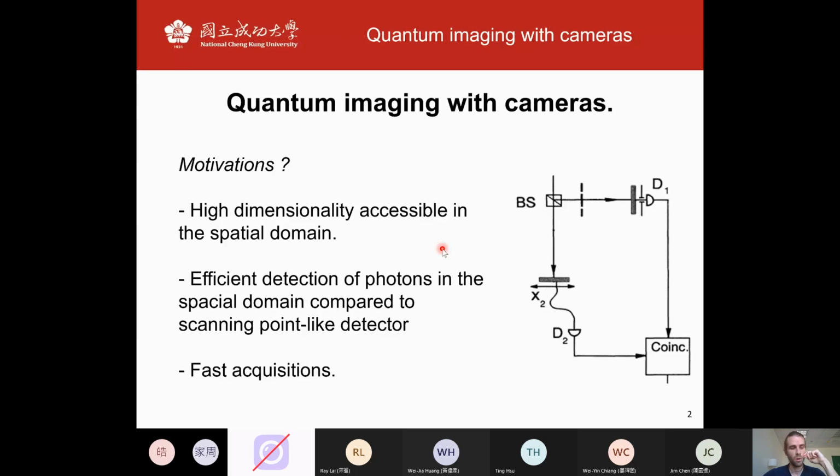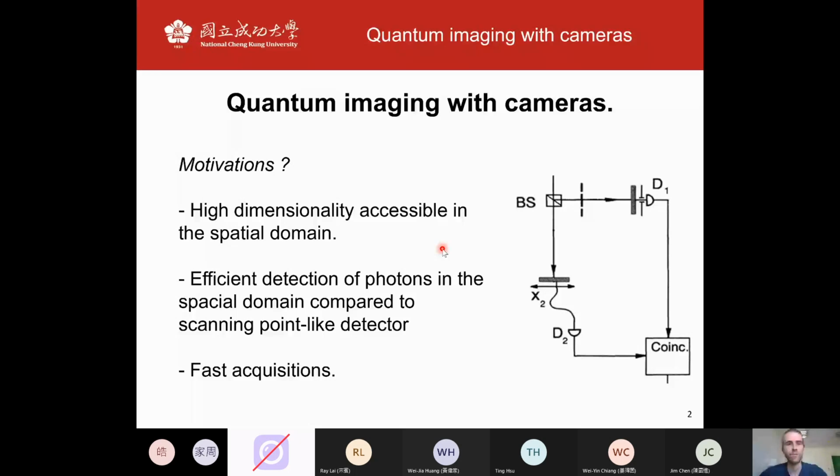And the problem, if you've got point-like detections, you put one detector on one side and you scan the whole image, is that most of the time you will miss the twin photons, the photon that is correlated to the one that you are measuring in positive one. So therefore, having cameras that are able to detect single photons is really what you want to find and what you want to use in quantum imaging.